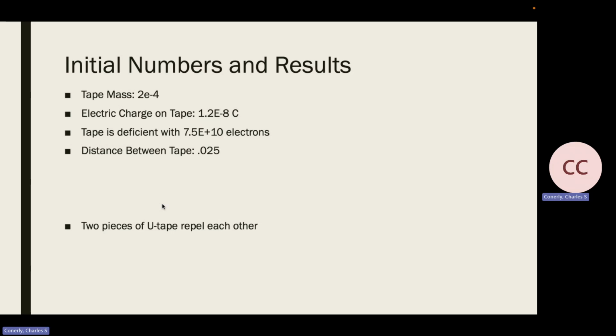So first, we're going to assume that the mass of the tape is 2 times 10 to the negative fourth. We're going to look at the electric charge on the tape, which we're going to calculate as 1.2 times 10 to the negative 8th coulombs. We're also going to find out that the tape is deficient by 7.5 times 10 to the 10th electrons. And the distance between the tape is going to be 0.025 meters. We're going to find that the two pieces of U-tape repel each other.